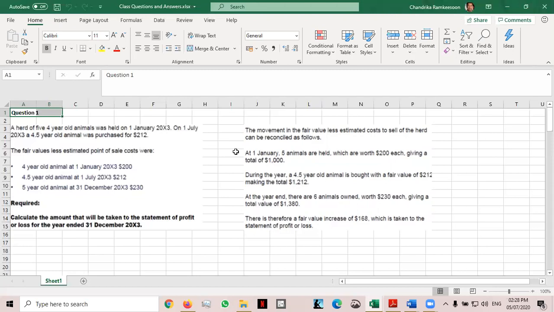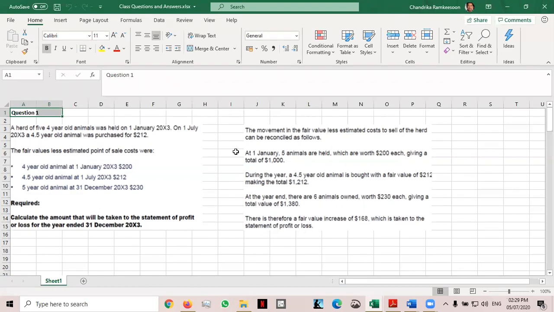A herd of 5 4-year-old animals was held on 1st January X3. On 1st July X3, a 4.5-year-old animal was bought for $212. Now, bear in mind that the animals which were 4 years old on 1st January X3 would be 4.5 years old on 1st July X3. But on 1st July X3 here, a 4.5-year-old animal was purchased for $212, which means it was purchased and we assume the other 5 were still there.